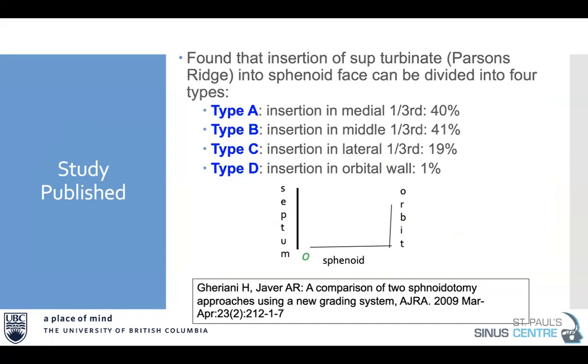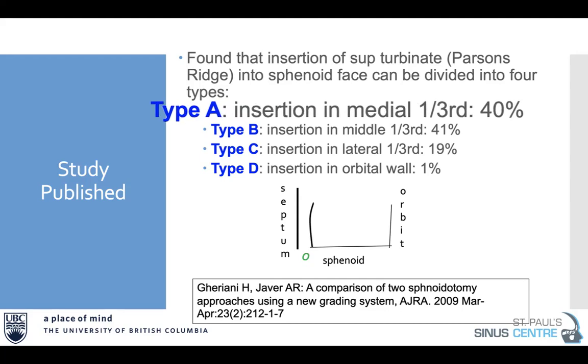So the sphenoid face, we talked about it a little bit. The attachment of the superior turbinate into the sphenoid face is called Parson's ridge. And this ridge can be located in different parts of the face of the sphenoid. So if this is the septum, the insertion can be very close to the septum or all the way by the orbit. We did a study on this because a patient got injured by entering the sphenoid with an instrument, and so we decided to try and figure out how often these insertions occurred.